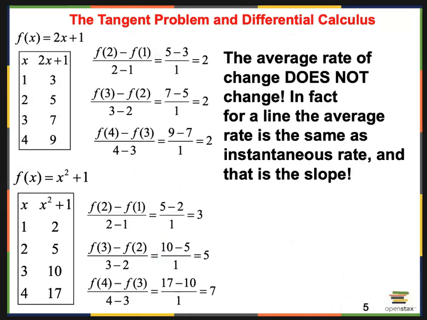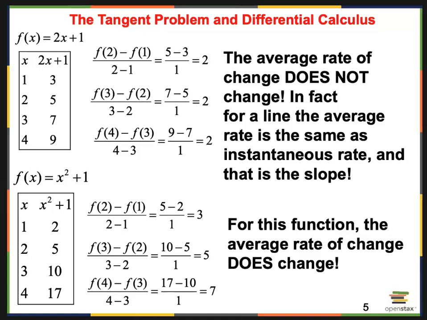So what does that tell us? That tells us the average rate of change does not change for a line. In fact, it's the same. It's the same as the instantaneous rate of change, and that is the slope. So no matter which intervals we look at, the average rate of change is not different. However, when we look at our other function, the average rate of change does change. It's not the same in the different intervals.